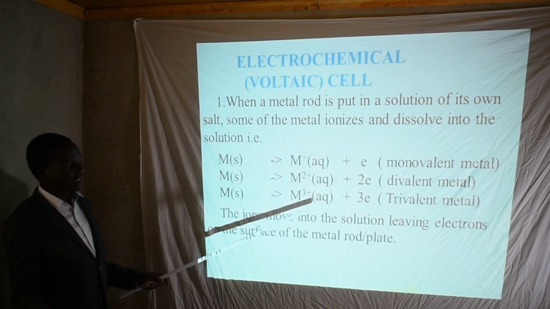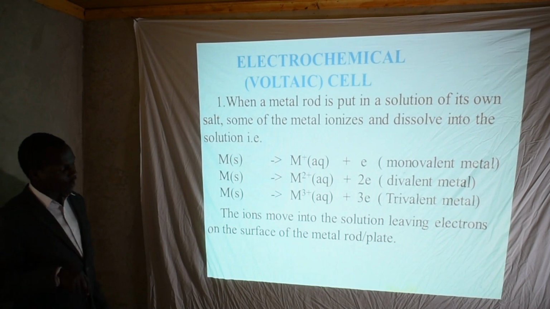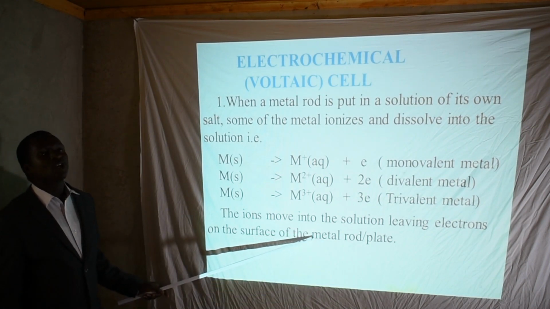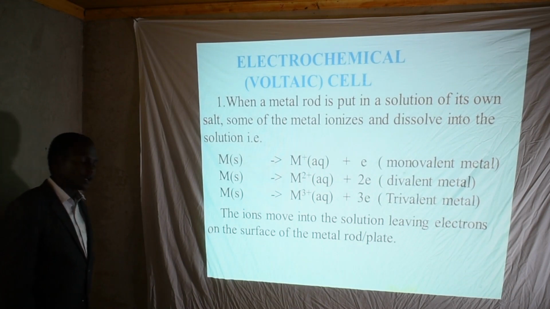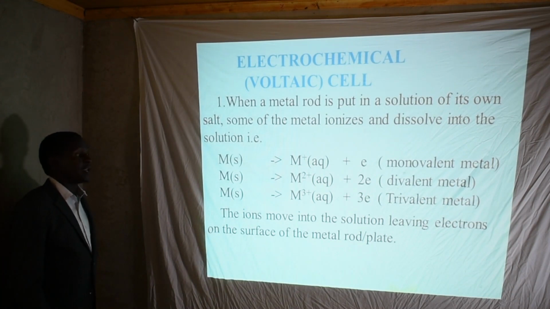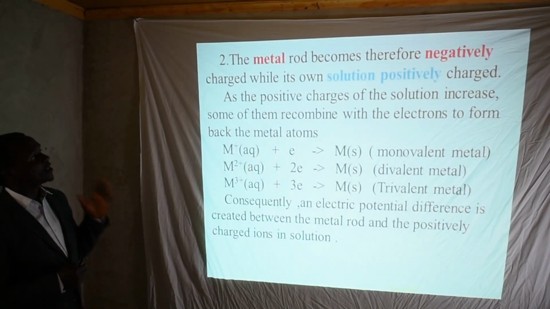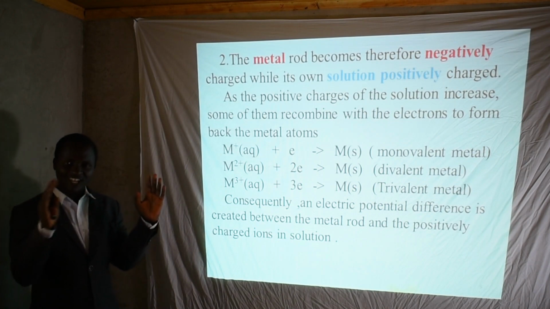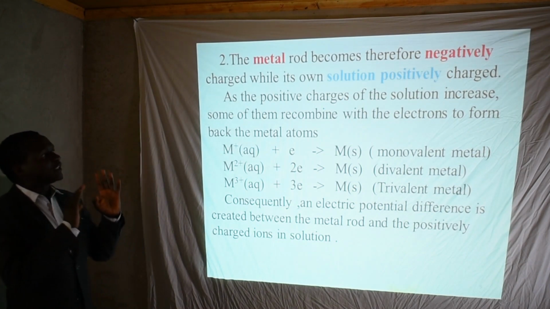If we have zinc, it is going to be zinc. Now, the zinc will mix together. But don't forget this, the electron will stick on the surface of the metal plate or metal rod. Now, we are saying that number 2, the metal rod becomes therefore negatively charged. Now we have the accumulation of electrons here.